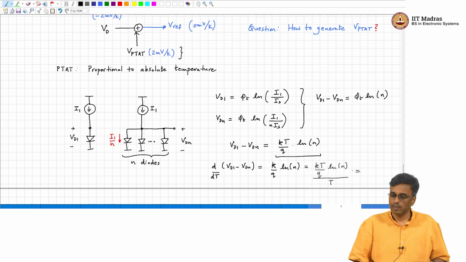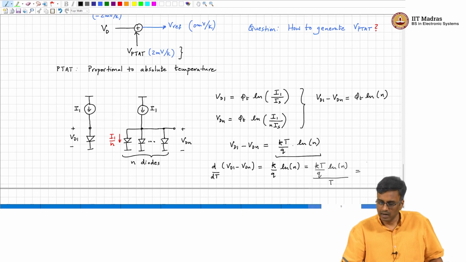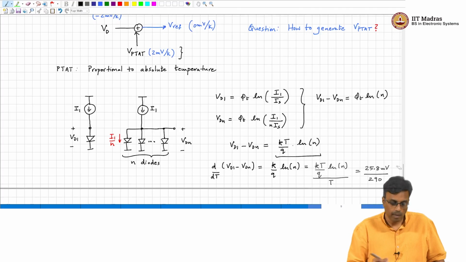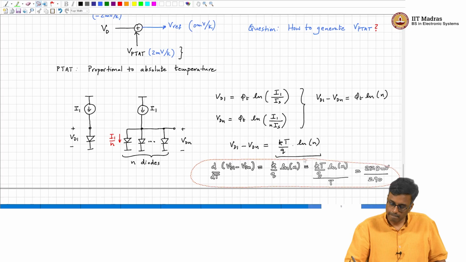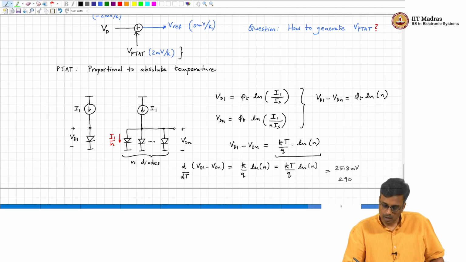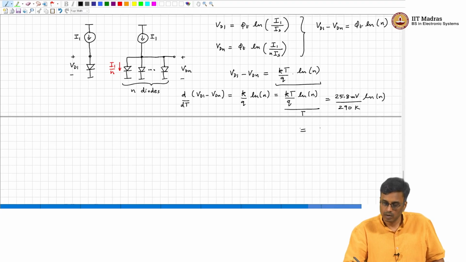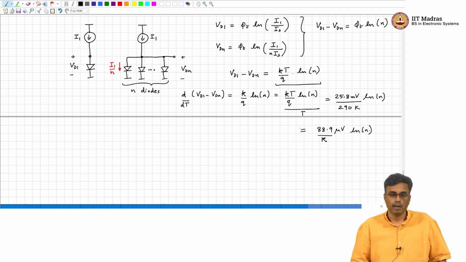So, at room temperature, which is 290 Kelvin, kT by q is 25.8 millivolts, divided by 290, times ln N. So, this is 88.9 microvolt per Kelvin times ln N. Okay.